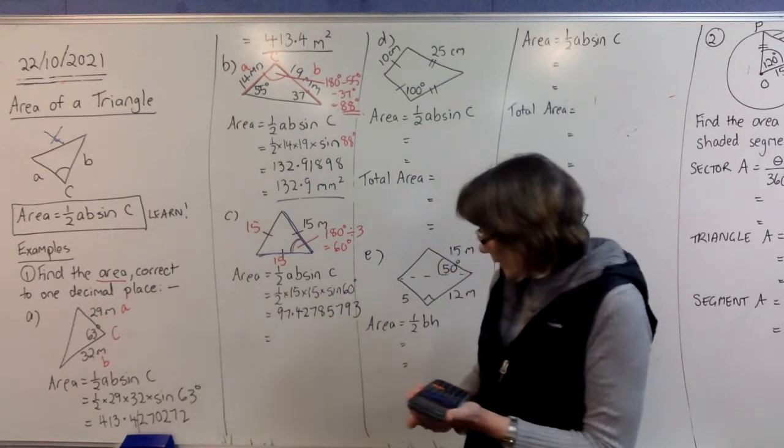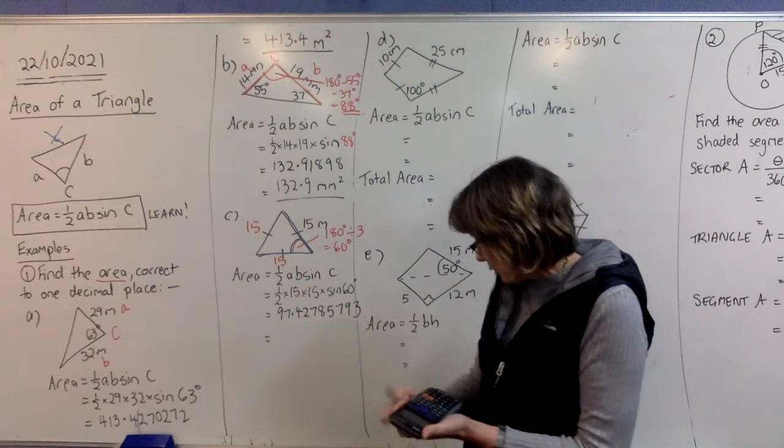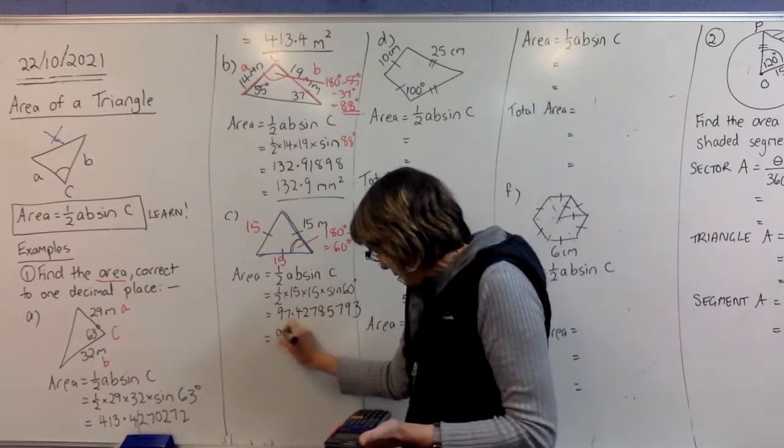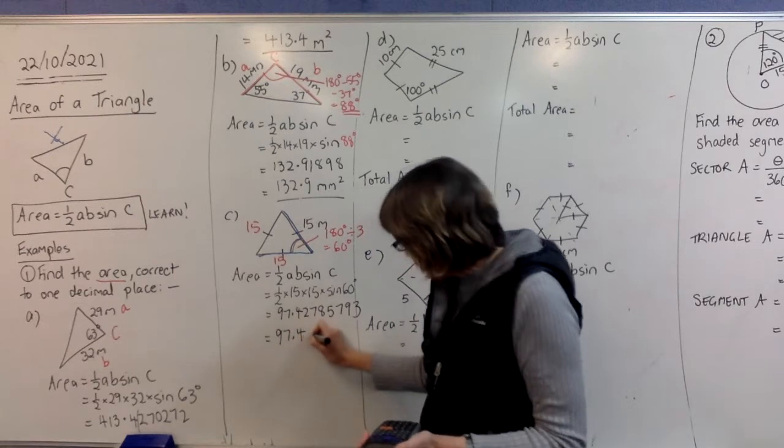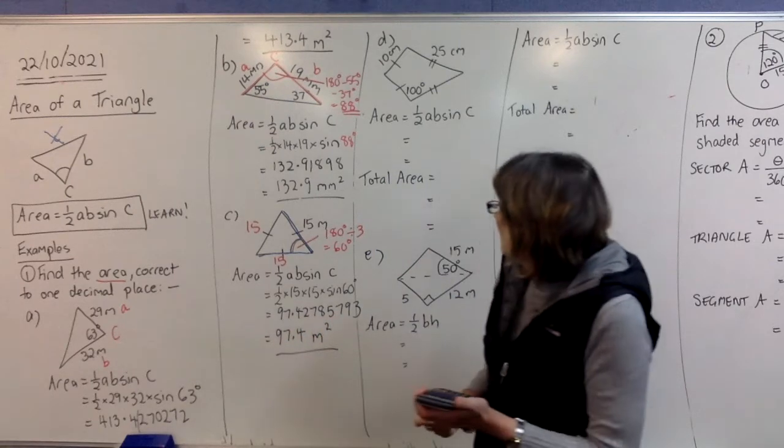All right, and we're going to 1 decimal place. So if we draw it in there, the 2 is less than 5. So we stay at 97.4 metres squared for area.